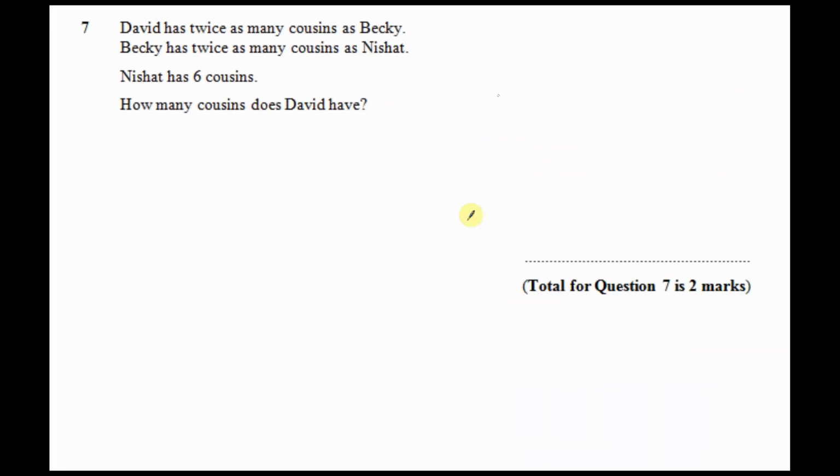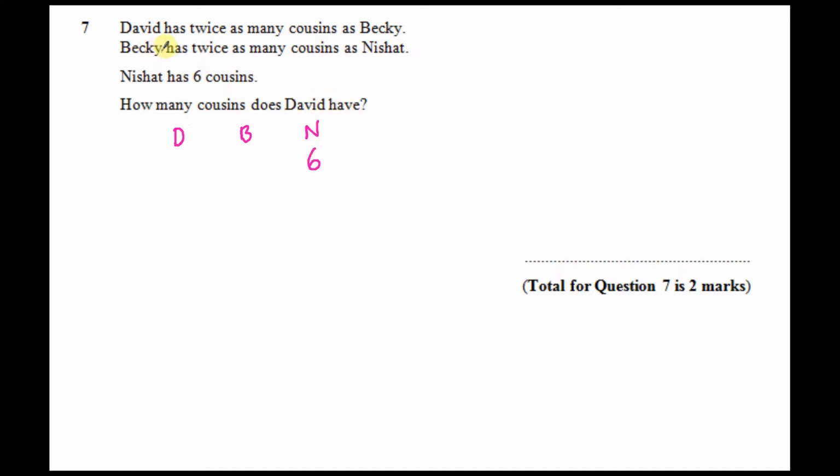Okay, question 7. It says David has twice as many cousins as Becky, and Becky has twice as many cousins as Nishat. Nishat has 6 cousins. How many cousins does David have? So there's David, there's Becky, and there's Nishat. And Nishat has 6 cousins.